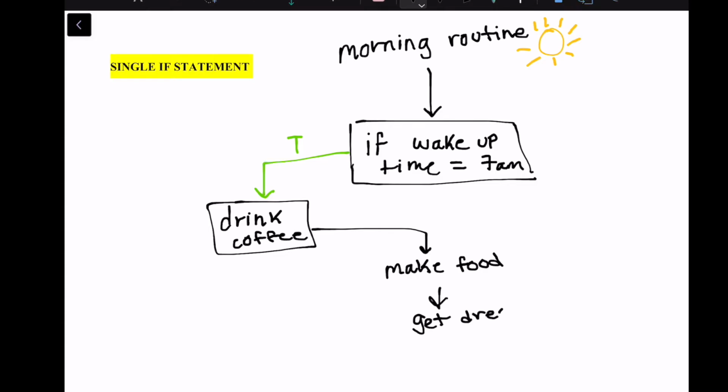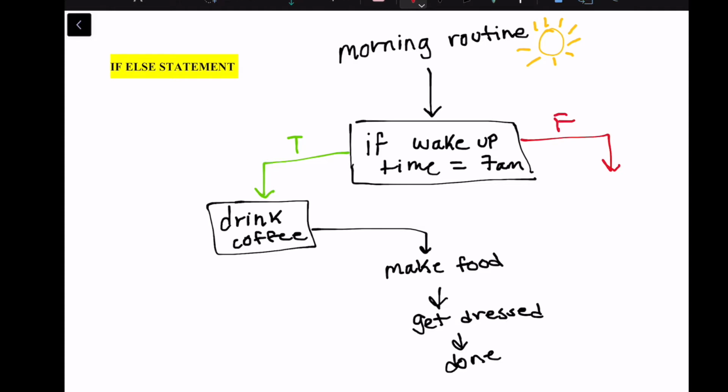But let's say that we didn't wake up at 7 a.m. Let's say we woke up at 10 a.m. or whatever time that is not 7 a.m. Then we have a different condition. So we have a false condition, which is this red arrow. And here you can see we just skip over drinking coffee, but we finish the rest of our morning routine like normal. Now we're going to do the if-else statement.